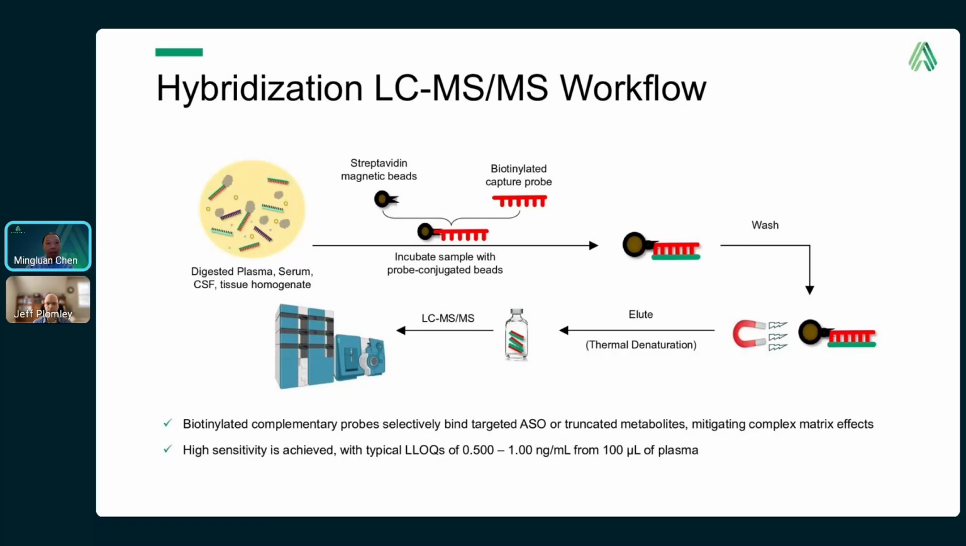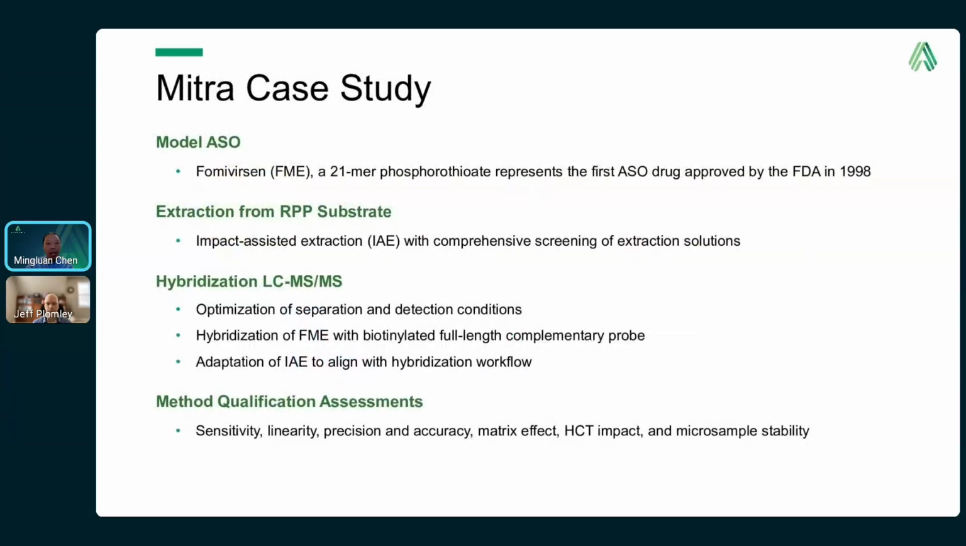In the following slides, I will present two case studies demonstrating how this hybridization LC-MS workflow can be adapted for microsampling. Let's move to the first case study focusing on the Mitra device. The model analyte selected was fomivirsen, a 21-mer phosphorothioate antisense oligonucleotide, which is the first ASO drug approved by the FDA in 1998.